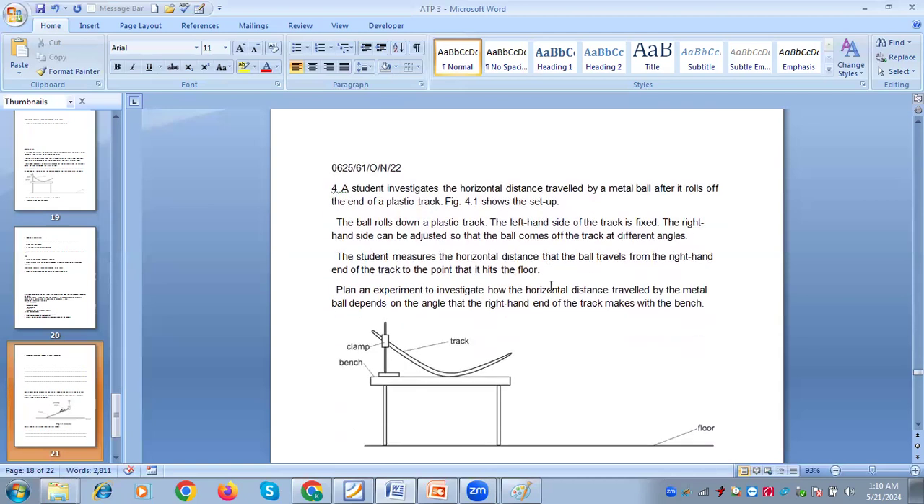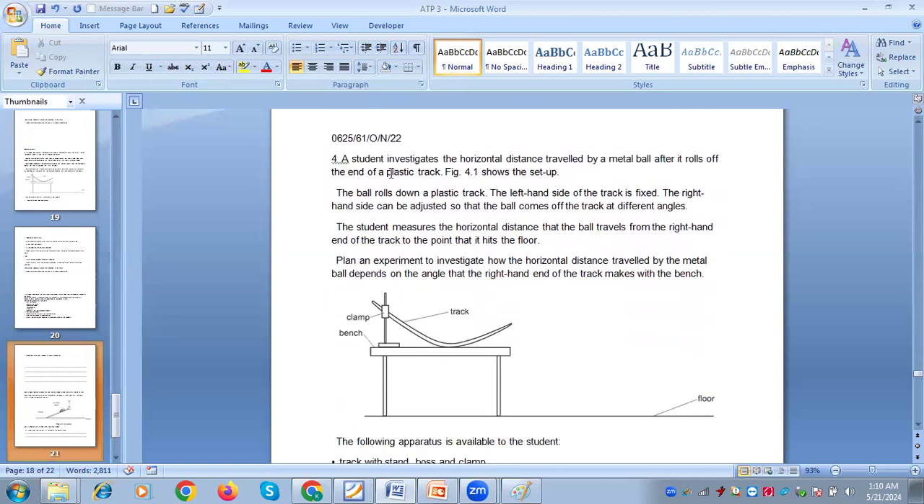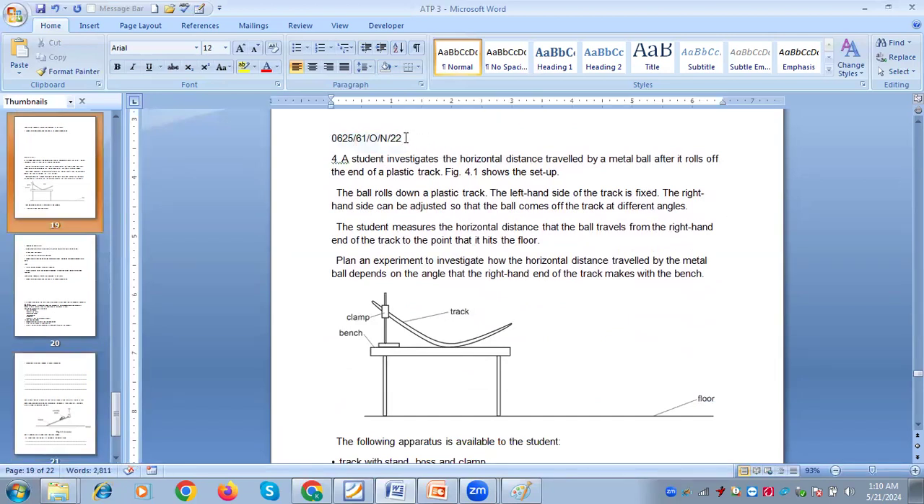Now let us go to the next question. A student investigates. This is again also from IGCSE. The previous one was also from IGCSE. In this lecture, actually, I have taken most of the questions. The first two questions are related to mechanics, general physics. A student investigates how the horizontal distance traveled by a metal ball after it rolls off the end of the plastic track depends on the angle. Here the diagram is given.